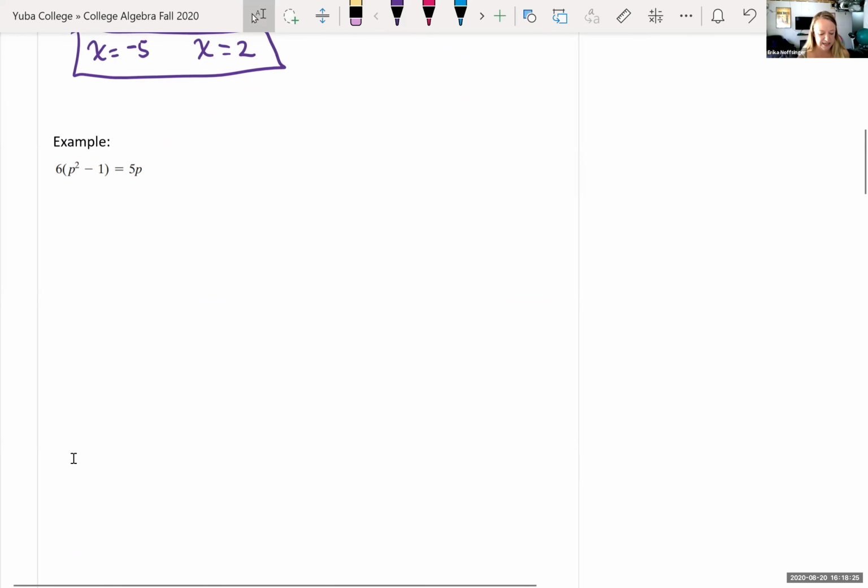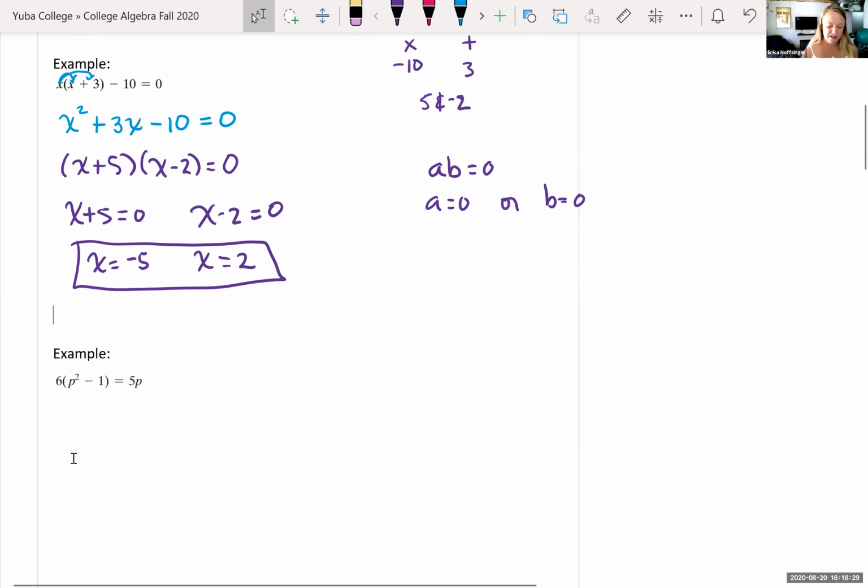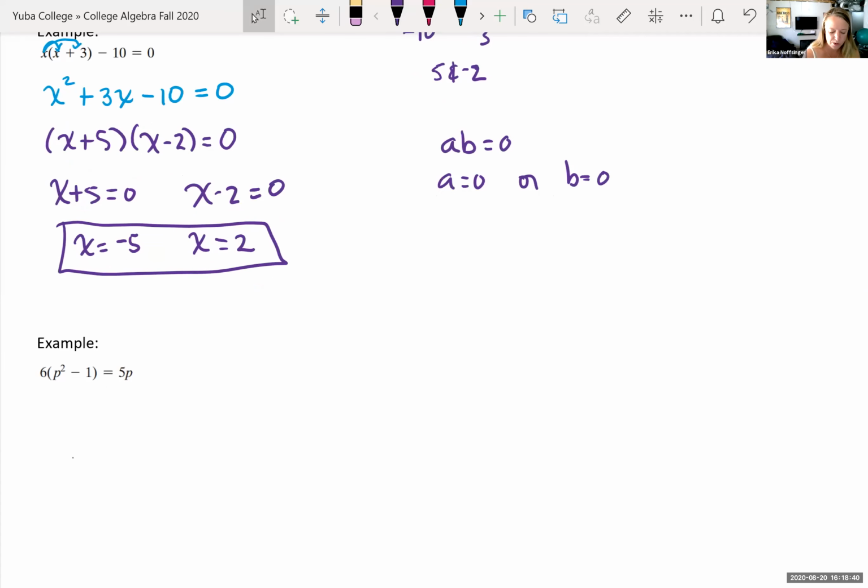Okay, so let's look at an example now. Similar, we're going to need to distribute and simplify if possible. And so I notice here I can distribute my 6 to each term inside the parentheses. That quantity is p squared minus 1 inside the parentheses, and that's equal to 5p. So distributing our 6, we get 6 times p squared is 6p squared. 6 times negative 1, so minus 6, is equal to 5p.